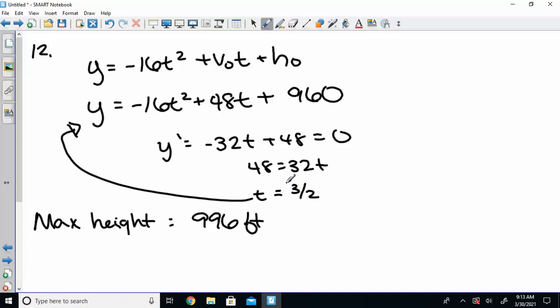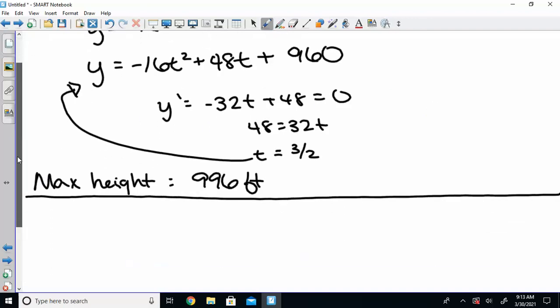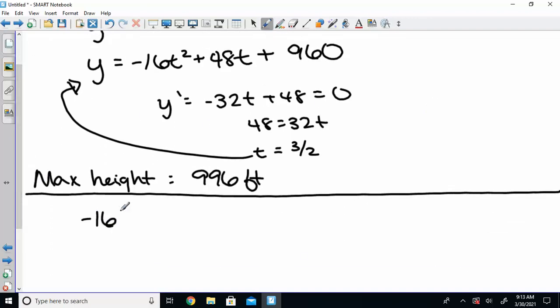Then I asked, how long does it remain aloft? So how long is it in the air? What you need to find is when it hits the ground. That'll tell you how long it was in the air. So to find when it hits the ground, you set your height equal to 0.